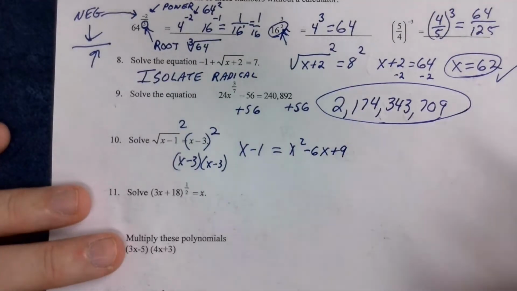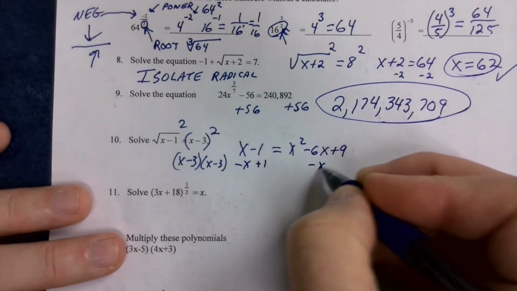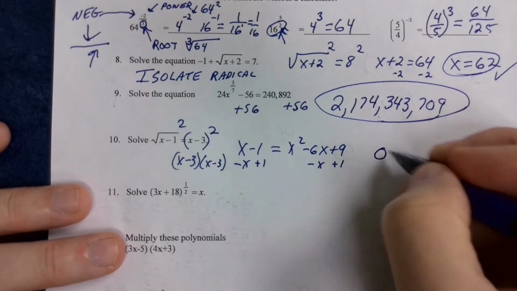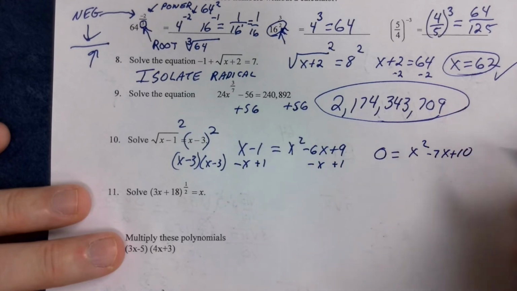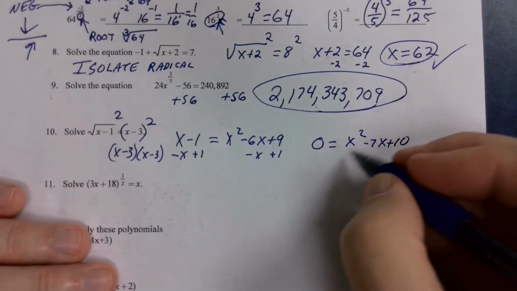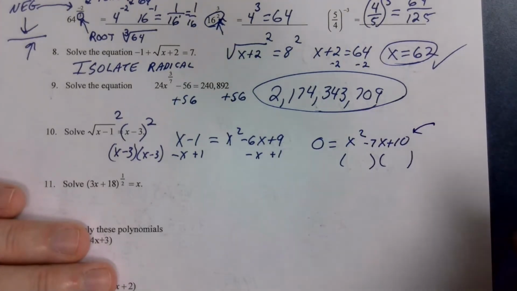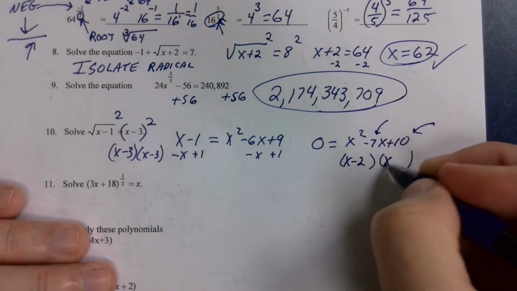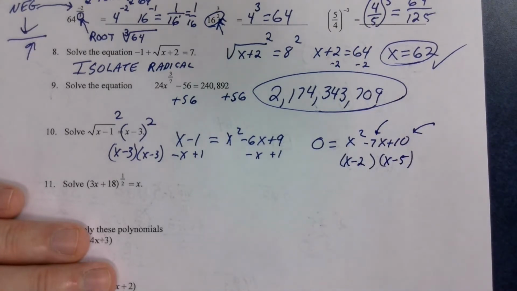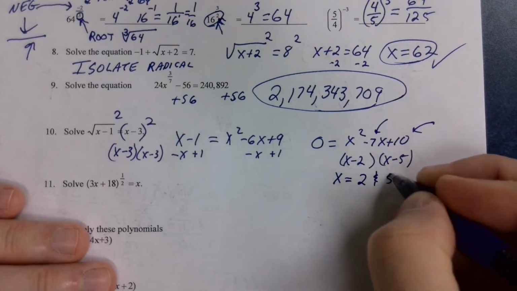It's a quadratic equation. Remember, we set quadratic equations equal to 0. So I'm going to subtract x and add 1, subtract x and add 1. And now I get 0 equals x squared minus 7x plus 10. That factors. Got to know our factors. So again, things that multiply together to get 10 and add together to get negative 7. That's x minus 2 and x minus 5. Which means my solutions are x is equal to 2 and 5.